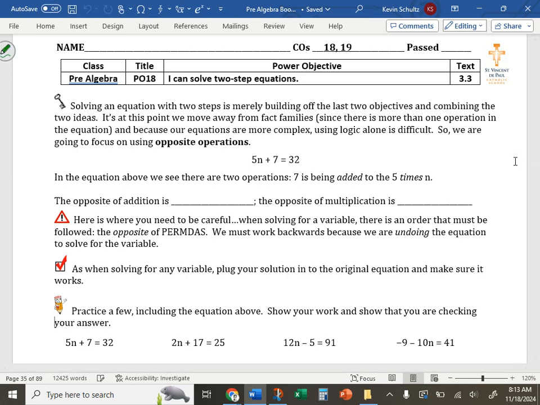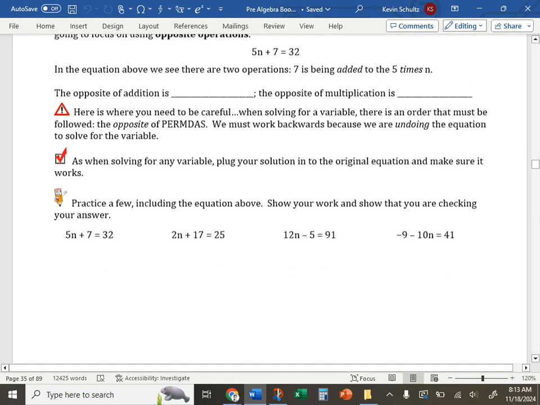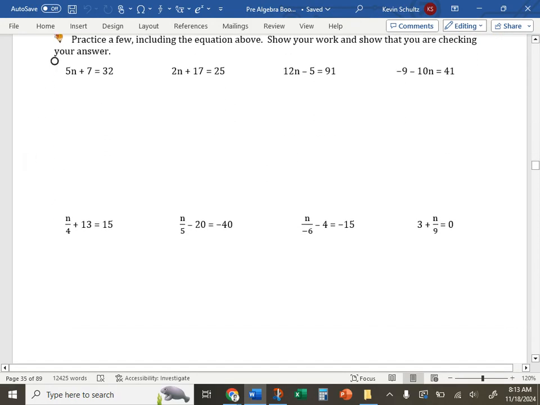On day 2 of our final objective of the unit, solving two-step equations. We started this on Thursday of last week, and we talked about how we're still using opposite operations here, but there are two operations in each equation now. So you have to undo both of them, okay?